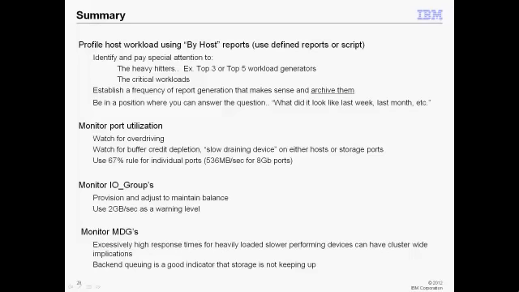Monitor I/O groups. Provision and adjust to maintain balance. Use 2 GB per second as a warning level. Monitor managed disk groups. Excessively high response times for heavily loaded, slower performing devices can have cluster-wide implications. Back-end queuing is a good indicator that storage is not keeping up.